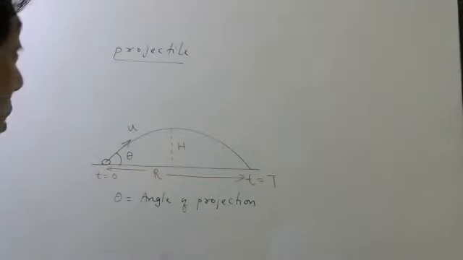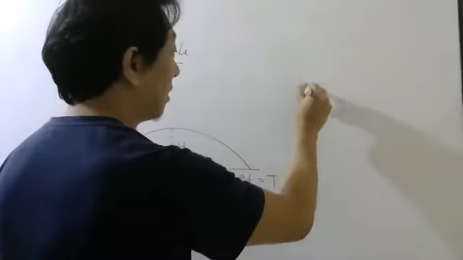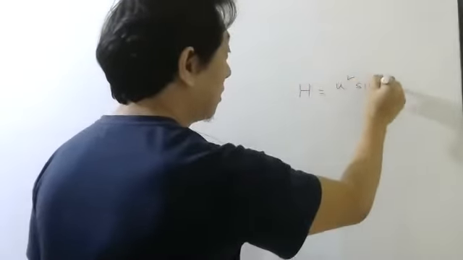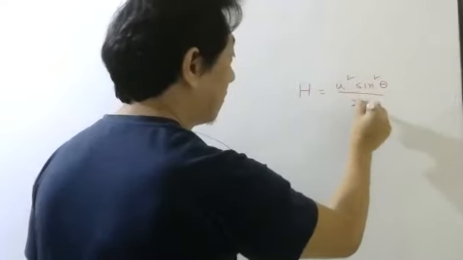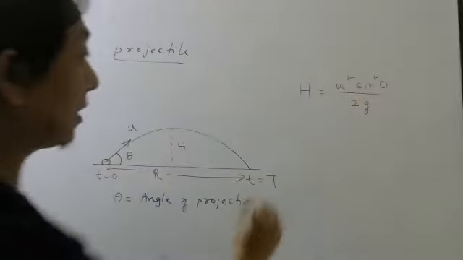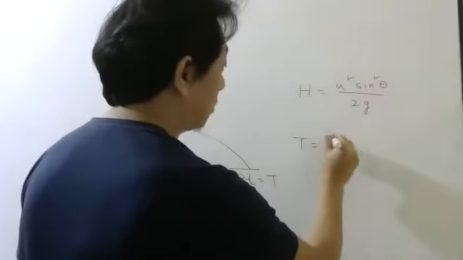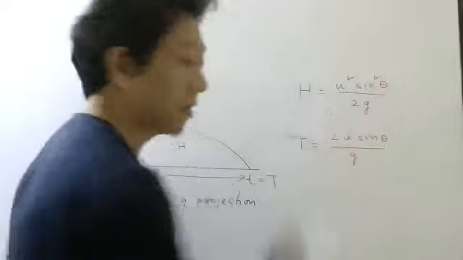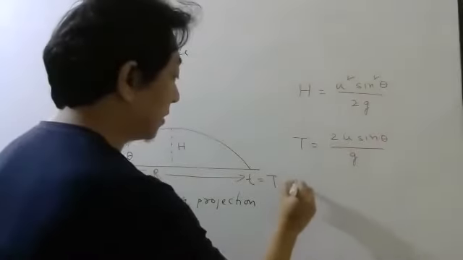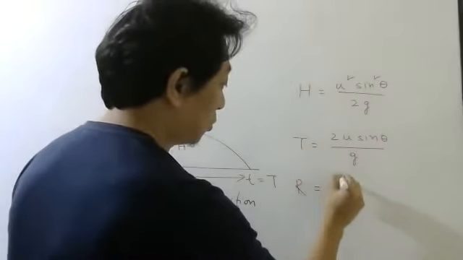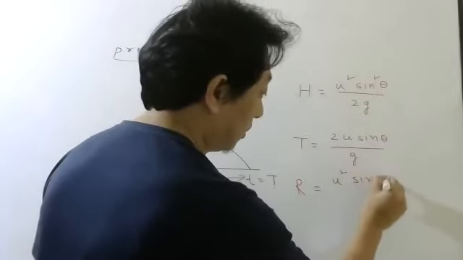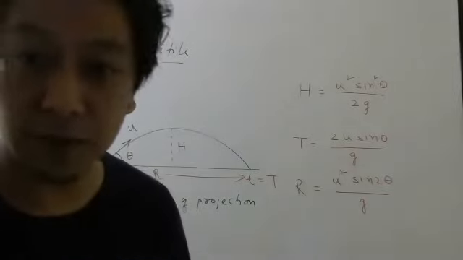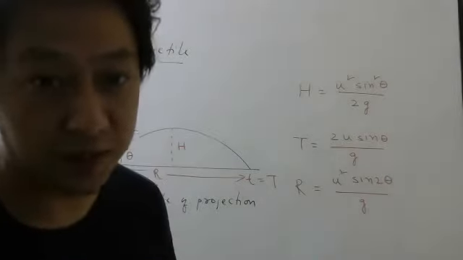Okay. So what were the important formulas we derived? Maximum height was u square sine square theta by 2g. Correct, right? Time of flight was 2u sine theta by g. And range was u square sine 2 theta divided by g. So these three formulas we need to remember if we want to solve numericals.